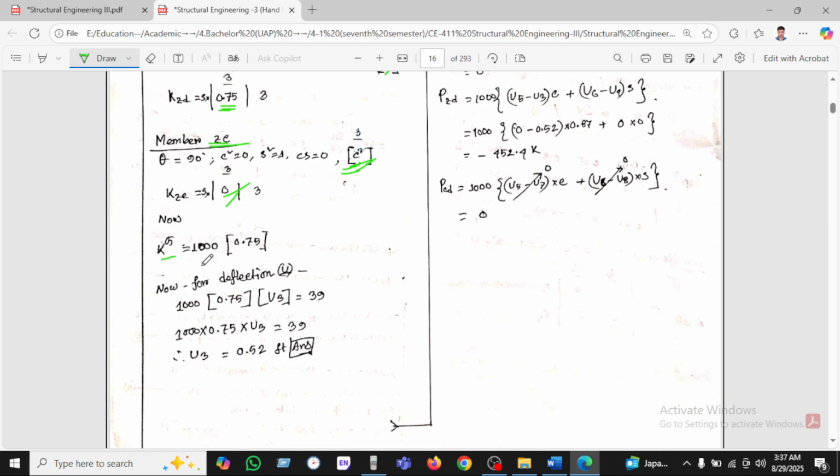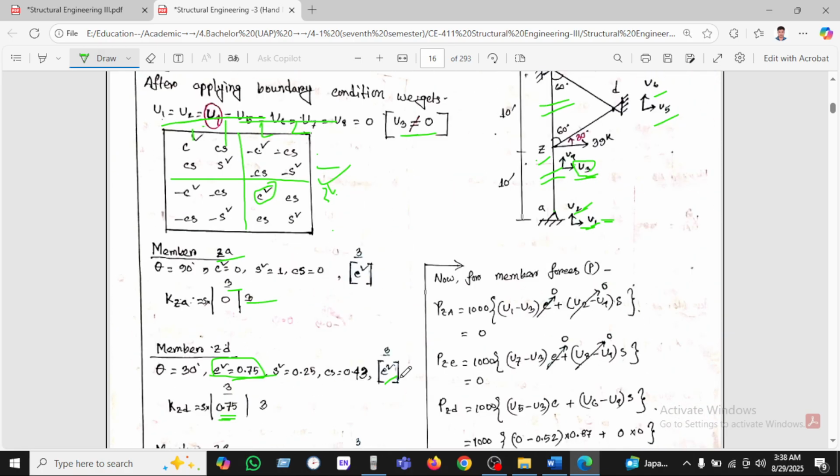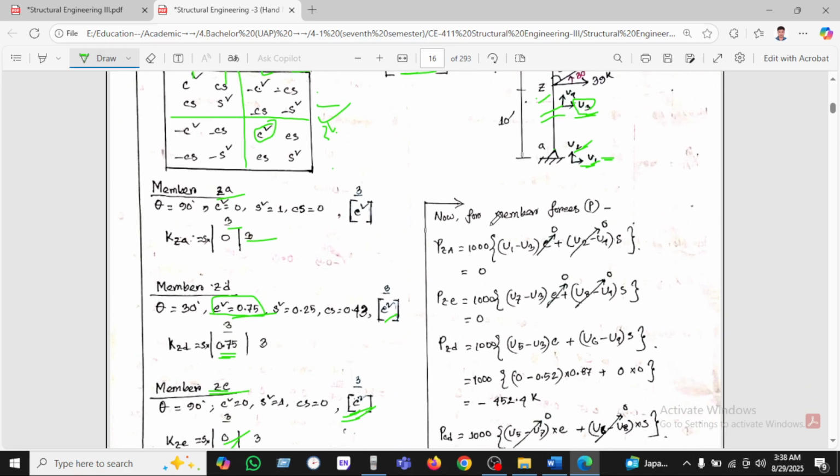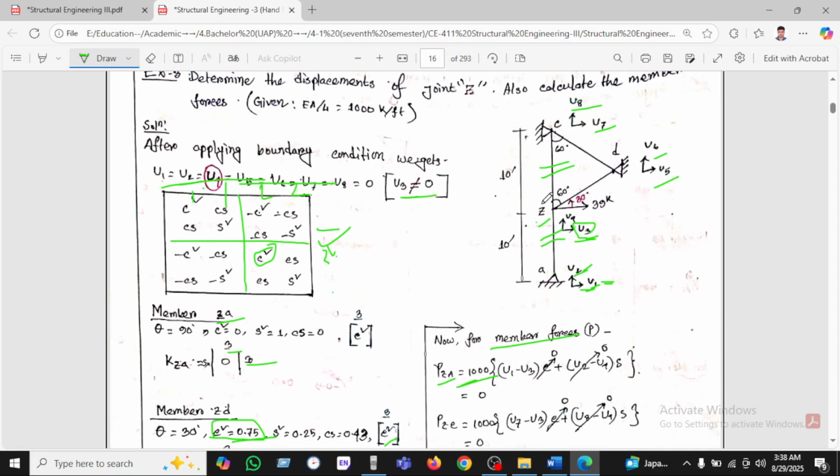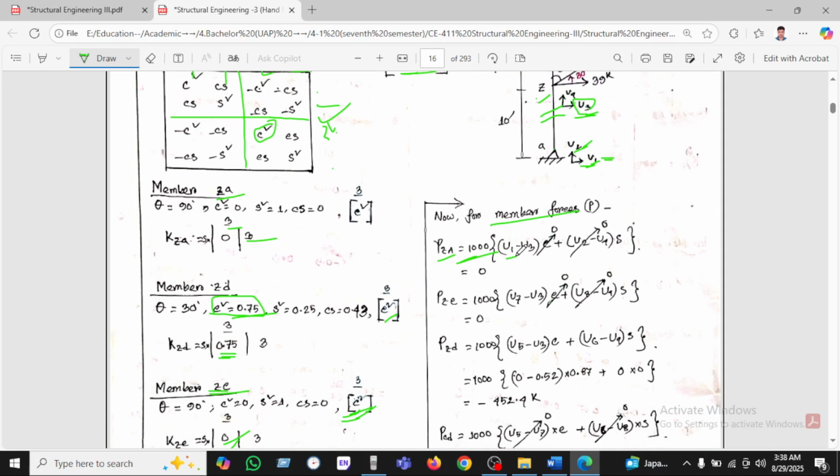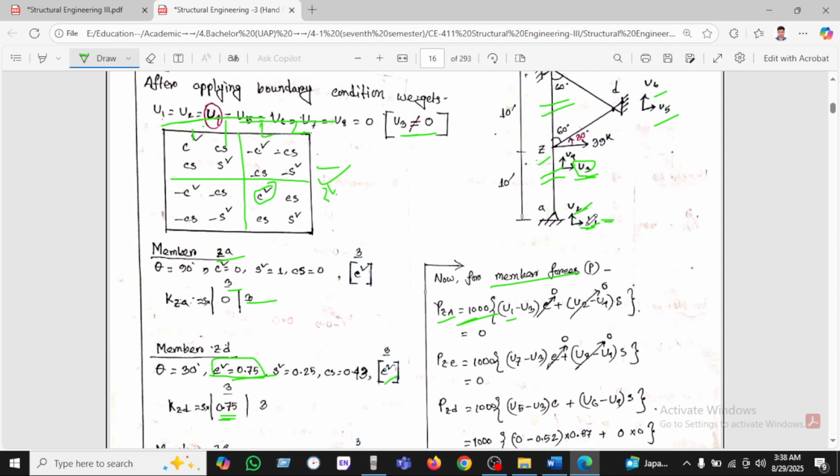Now, the stiffness formula we've been applying here: the deflection we can know is K into delta, and we found U3 is 0.52. If we calculate the member forces, then we can calculate F_ZA. So U1 minus U3, U1 minus U3 into C, and 0.